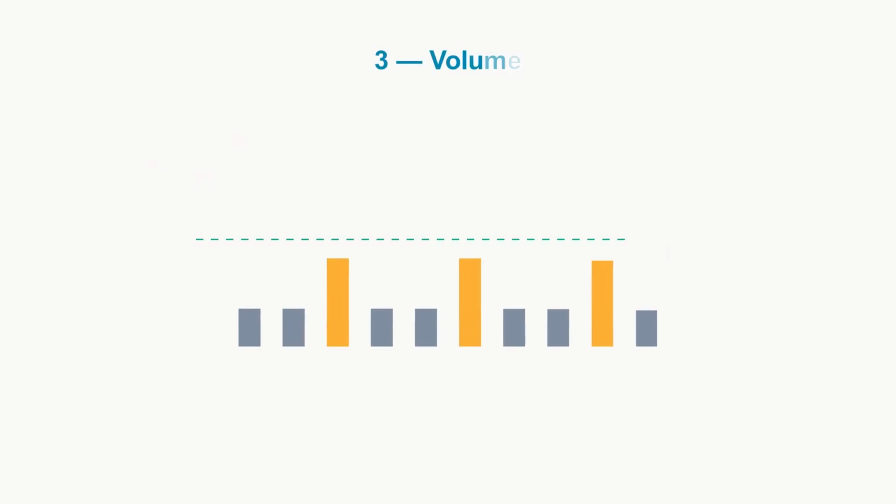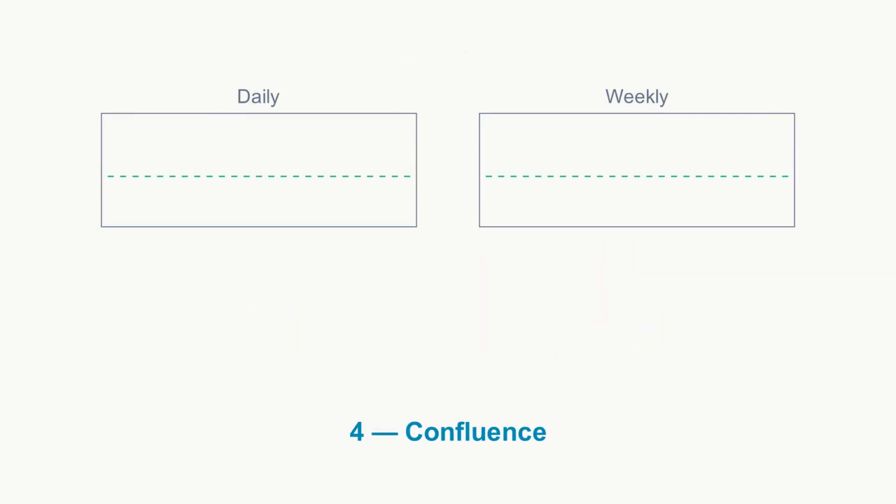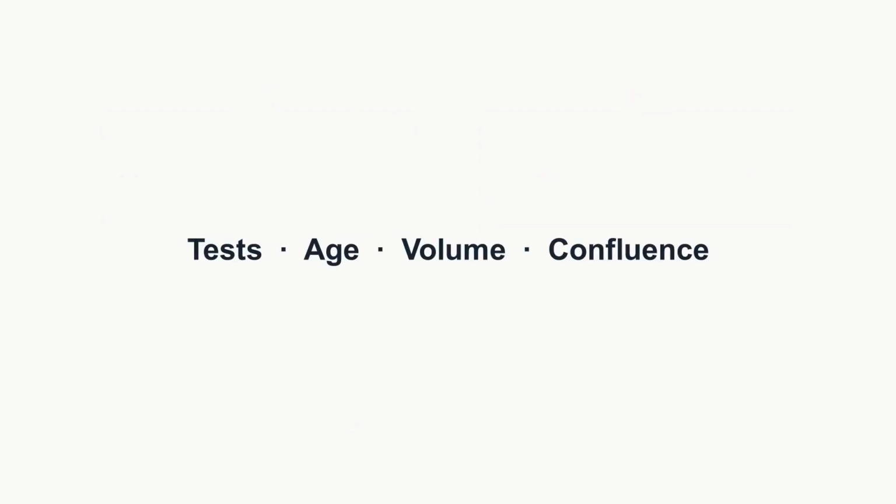3. Volume. Heavy volume at a level means big participants defended it. Those participants will likely defend it again. 4. Confluence. When a level lines up across multiple time frames, its strength compounds. A level that's both a daily swing low and a weekly swing low gets respected harder than either alone. Tests, age, volume, confluence, 4 markers.